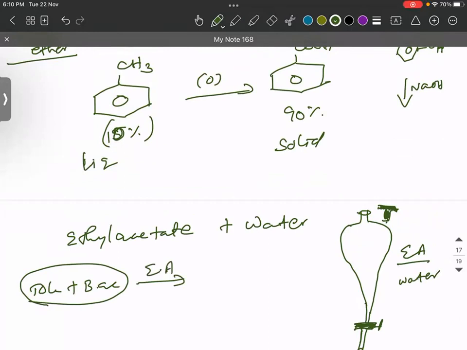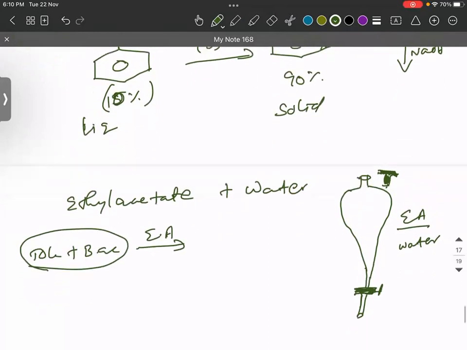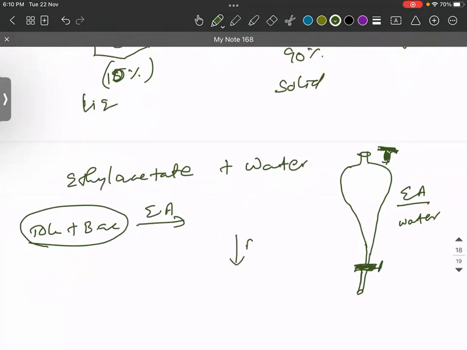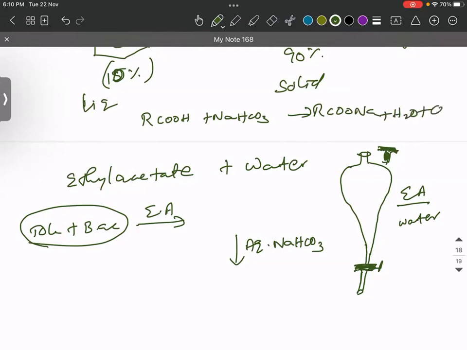Organic compounds will dissolve in organic solvents. Now you are adding aqueous sodium bicarbonate. That means sodium bicarbonate is dissolved in water. You know that when you have the acid, it reacts with sodium bicarbonate. It gives RCOONa plus H2O plus CO2 gas.